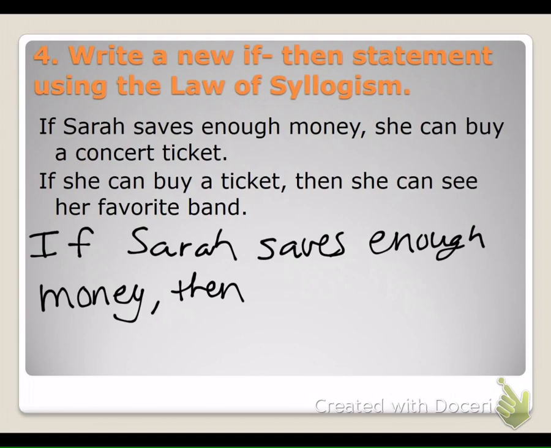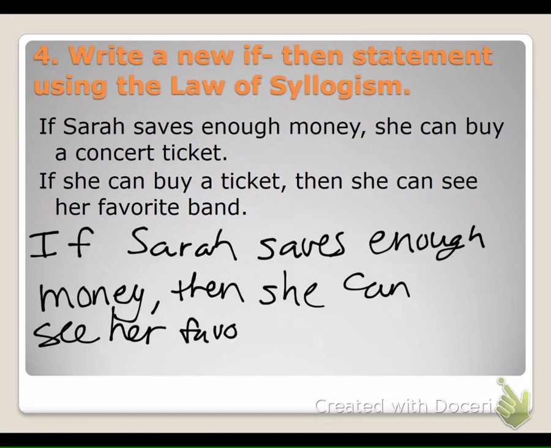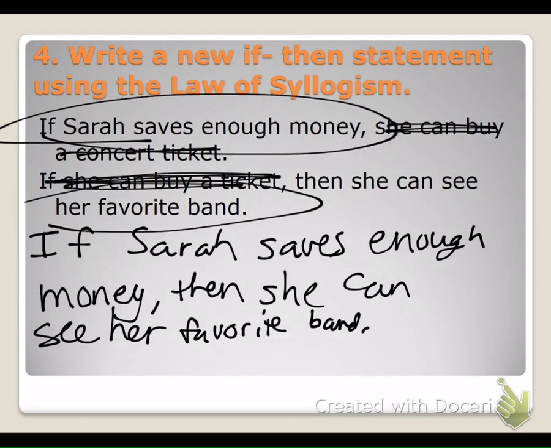Then she could buy a ticket. We're skipping that part. If she saves enough money, she'll buy a concert ticket. If she buys a concert ticket, she'll see her favorite band. Skip out the boring middle, get right to the end of the story. If she saves enough money, she can see her favorite band. So basically, you're just cutting out the part that's repeating. You're getting right to the meat and bones of the story. So get rid of that, get rid of where it says it again. Here's the beginning, here's the end.